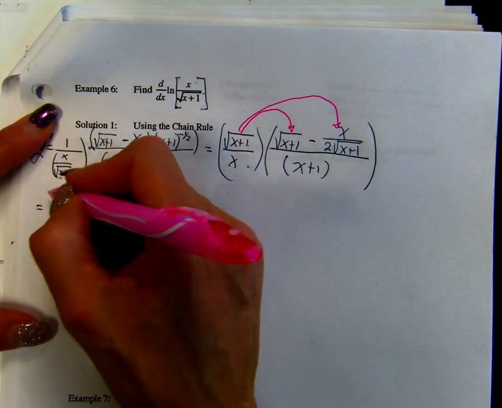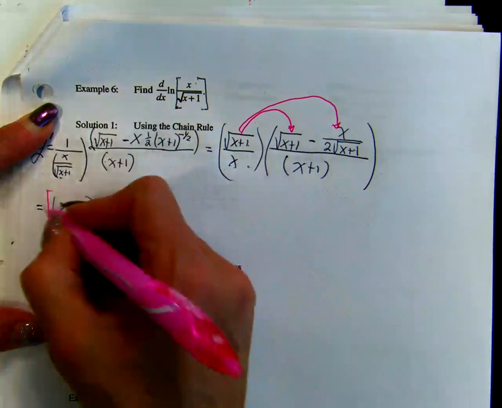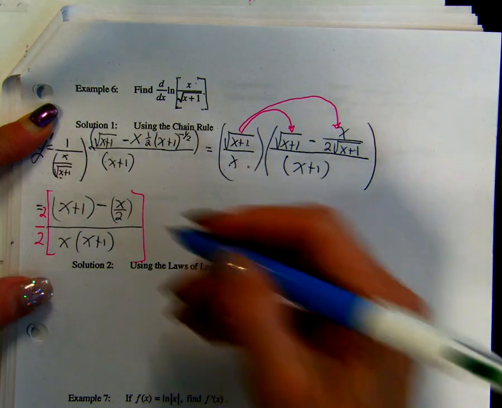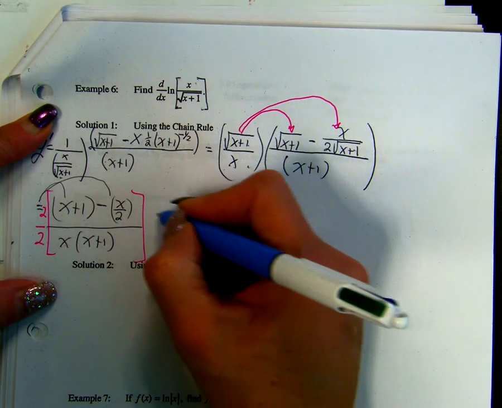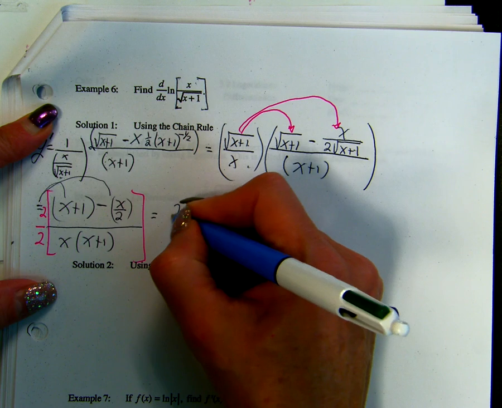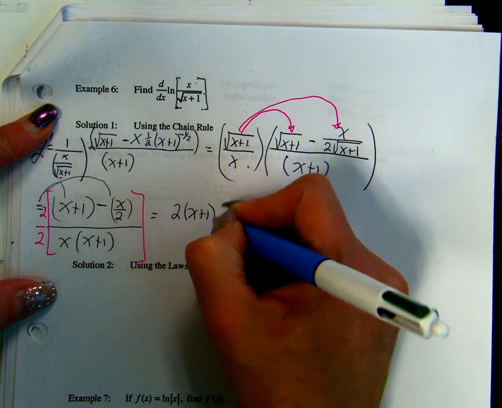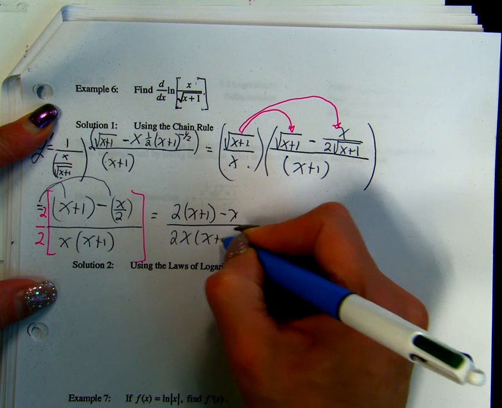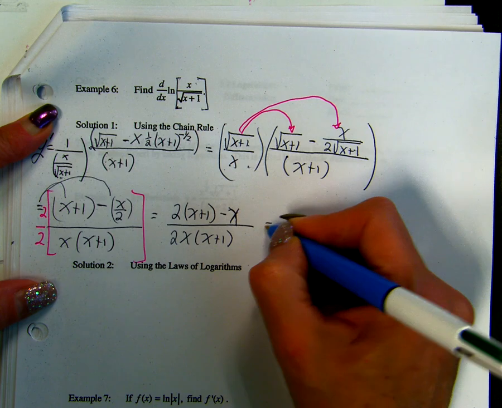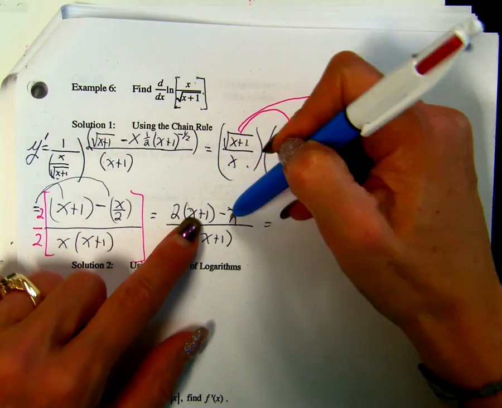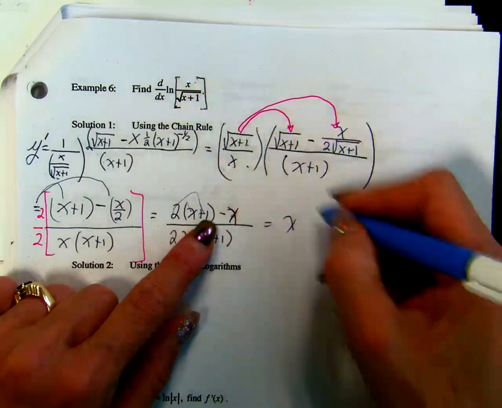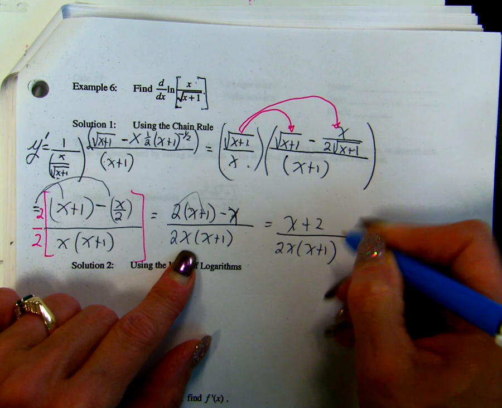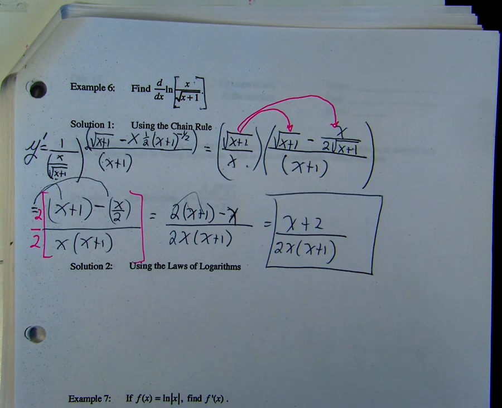And let's get rid of this last fraction here. We're just going to multiply the top and the bottom by 2. This distributes to both terms. So this gives me 2 times x plus 1, subtract x, all over 2x times x plus 1. Okay, let's do this in our head. We've got 2x minus x and plus 2 over 2x bracket x plus 1. There's our derivative.